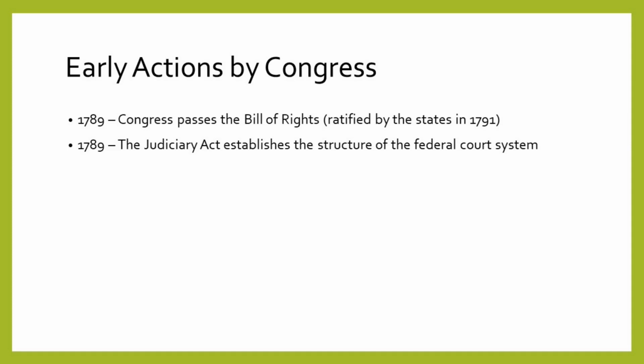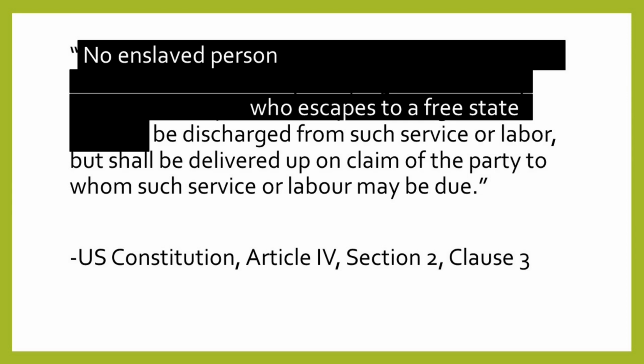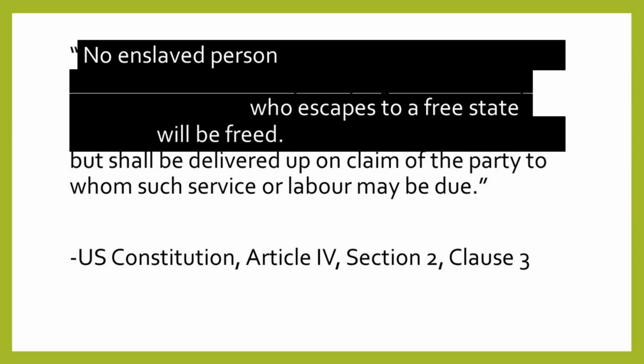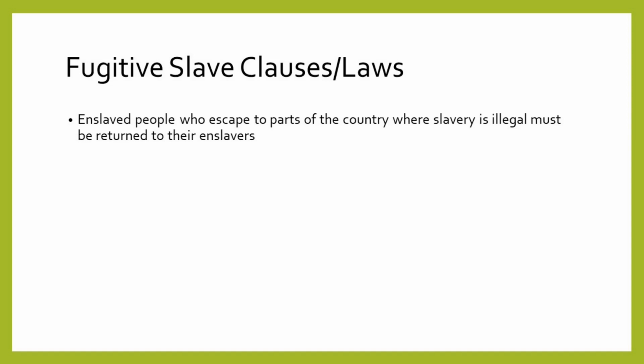Article 4, Section 2, Clause 3 of the Constitution says this. In English, that means that enslaved people who escape to states where slavery is illegal don't automatically become free when they get there. In fact, legally, they must be returned to their enslaver. This is what's called a Fugitive Slave Clause, and it's not actually the first one in American history.